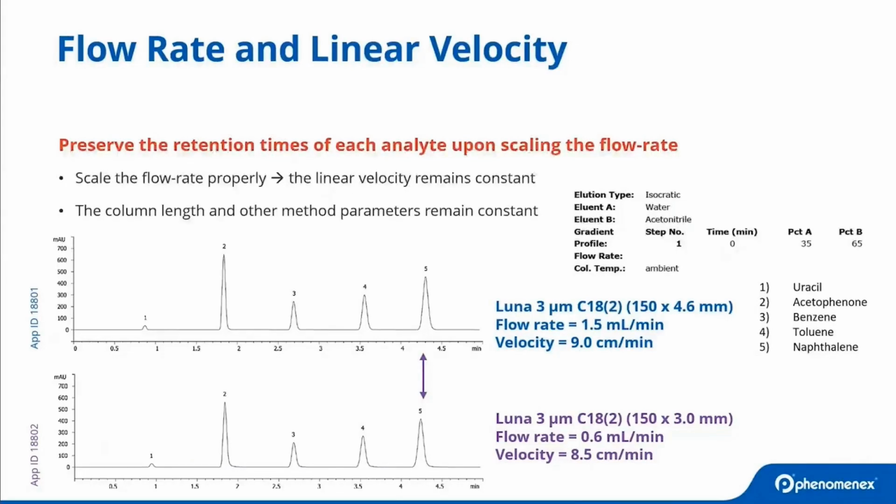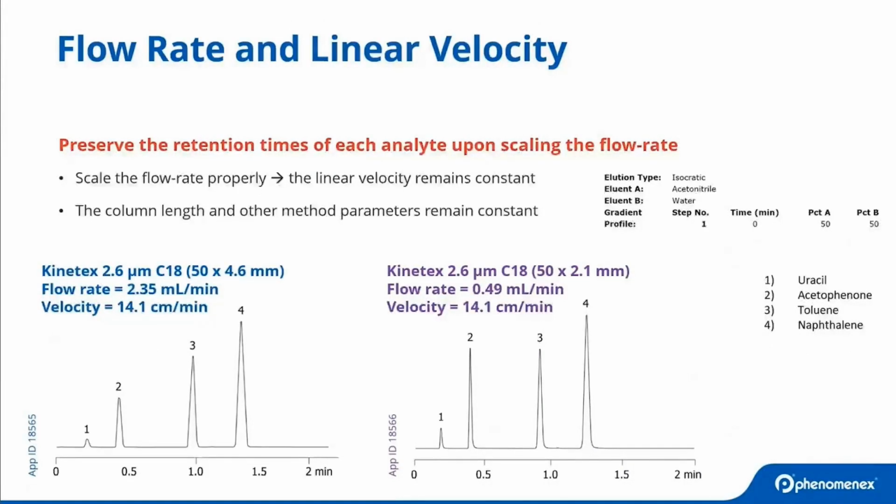We've scaled the flow rate correctly so as to reasonably conserve the linear velocity in this example. This also works when working with core shell particles, but be mindful that we need to preserve the particle morphology when going about this. If you're beginning with a core shell particle, continue using a core shell particle. If you're beginning with a fully porous particle, continue using a fully porous particle when you pursue this. And so in this example, we've preserved the linear velocity almost exactly.